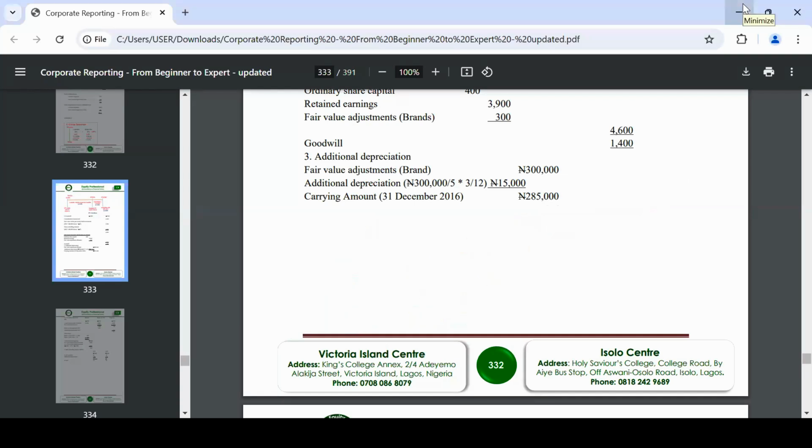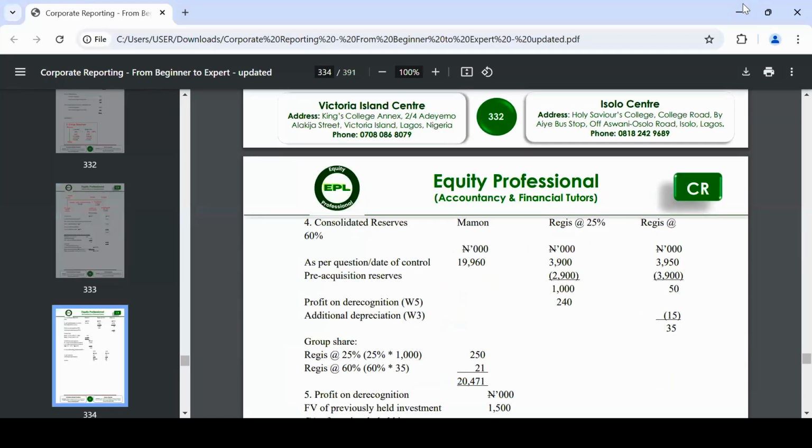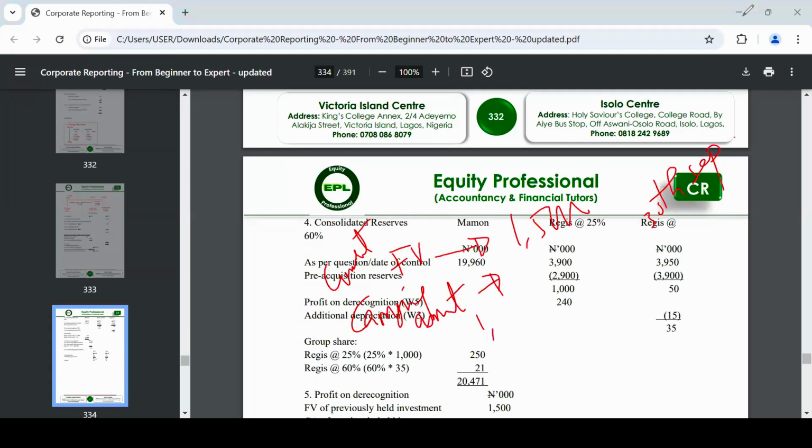We are recognizing on 30th September, we are derecognizing that previously held investment. All right. So the question will now be, what is the carrying amount? We were told historical value is how much? 1,010. All right. We were told it is 1,010.